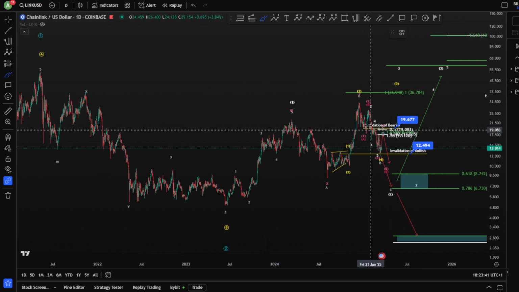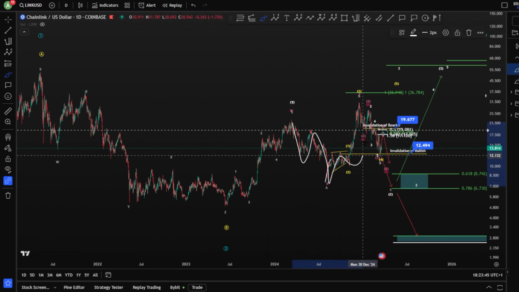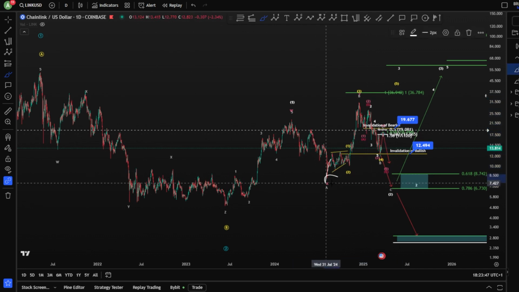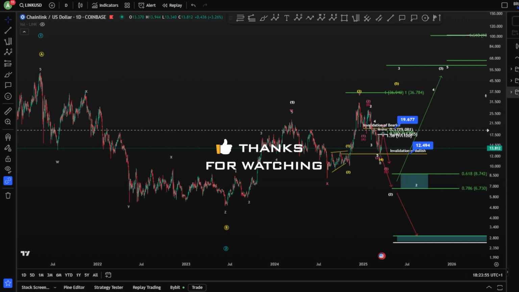But once we take this low here, because you have A and then B and a C, you would like to take this low. Yeah? You would like to see this low taken, and that would be perfect if we hit this target. Yeah. That was it for Link.